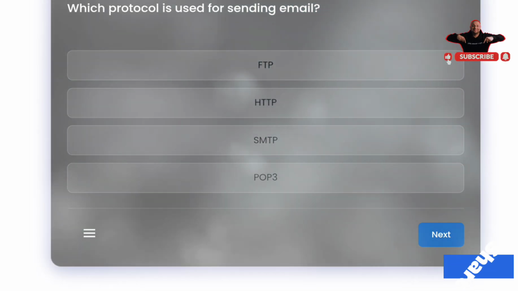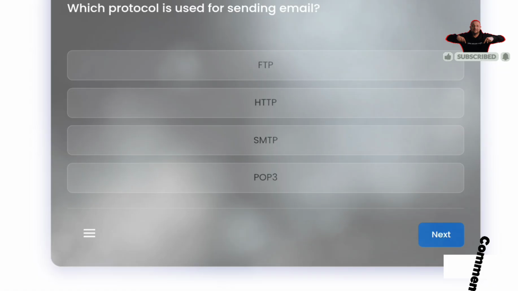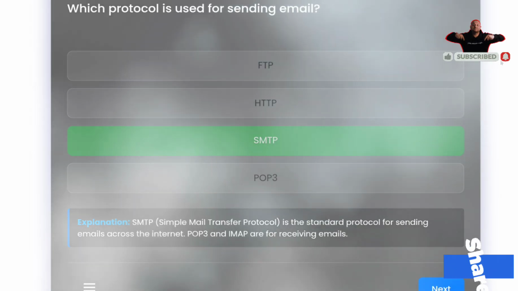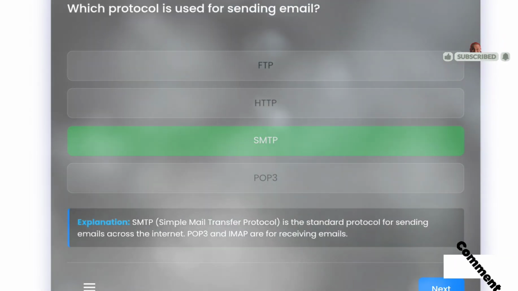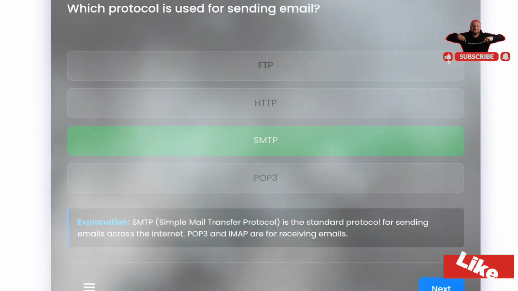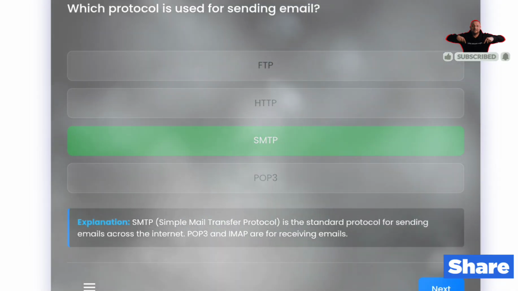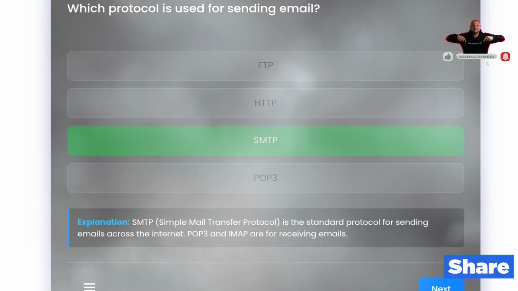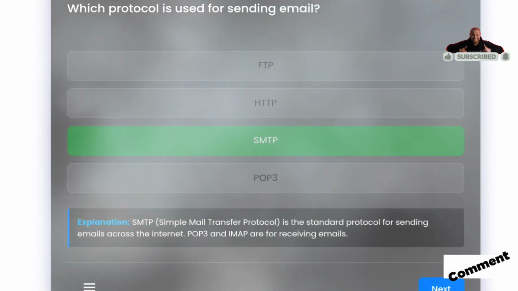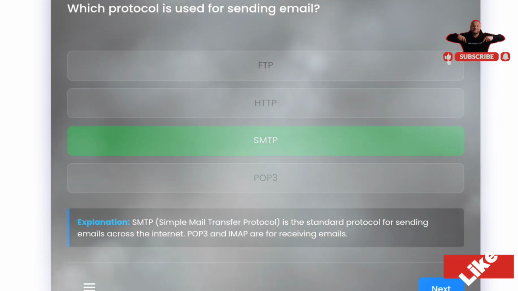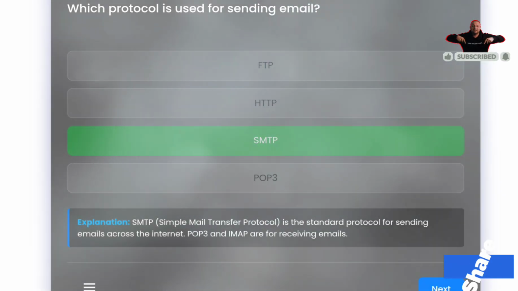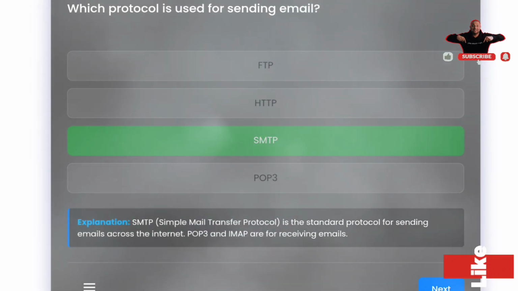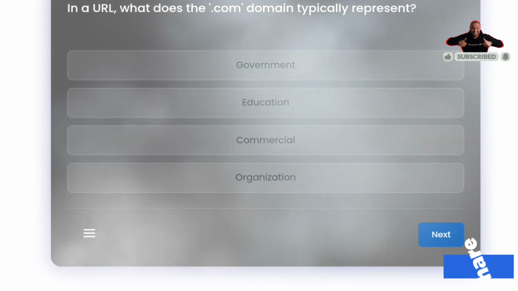Next question. Which protocol is used for sending email? कौन सा प्रोटोकॉल ईमेल सेंड करता है? SMTP. SMTP का मतलब क्या होता है? सिंपल मेल ट्रांसफर प्रोटोकॉल. Simple Mail Transfer Protocol is the standard protocol for sending emails across the internet. POP3 and IMAP are for receiving email. सेंड के लिए SMTP प्रोटोकॉल यूज किया जाता है. और रिसीव करने के लिए POP3 और IMAP फॉर रिसीविंग मेल. ओके. नेक्स्ट क्वेश्चन.